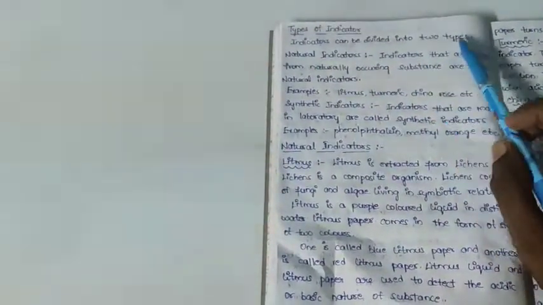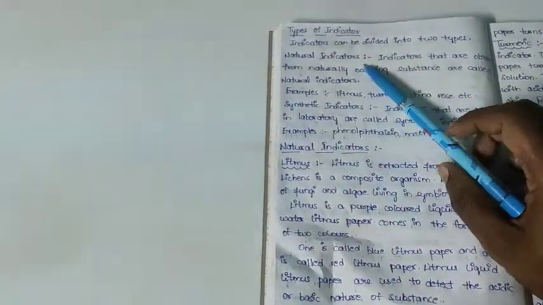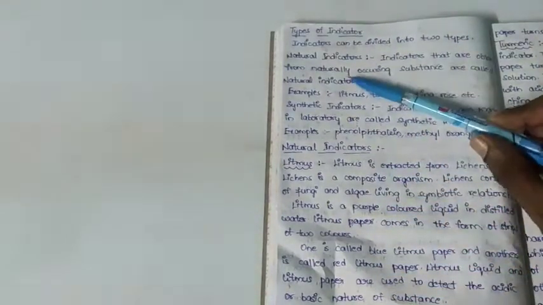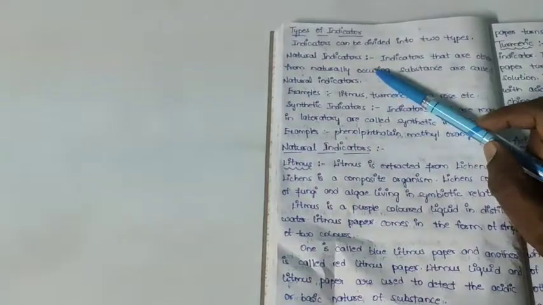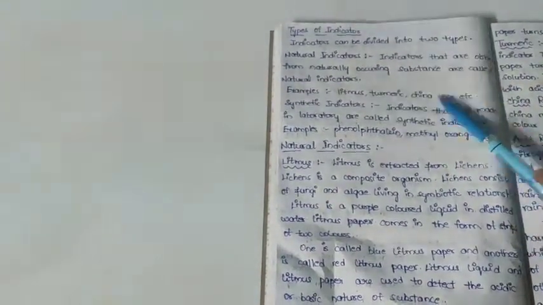Indicators can be divided into two types. What are the two types of indicators? One is natural indicators. Indicators that are obtained from naturally occurring substances are called natural indicators. Examples are litmus, turmeric, China rose. The second type is synthetic indicators. Indicators that are made in the laboratory are called synthetic indicators. Examples of synthetic indicators are phenolphthalein, methyl orange, etc.